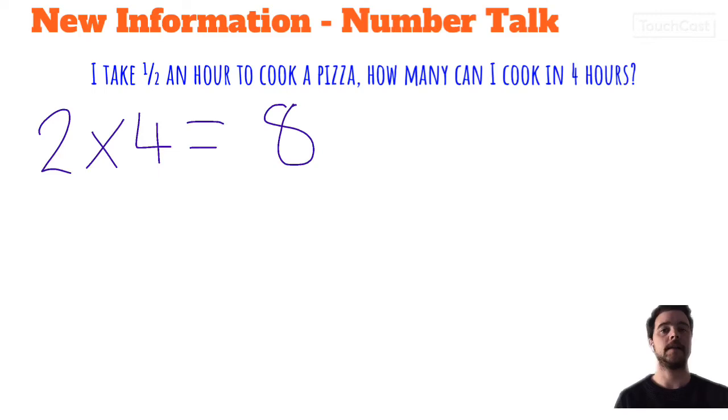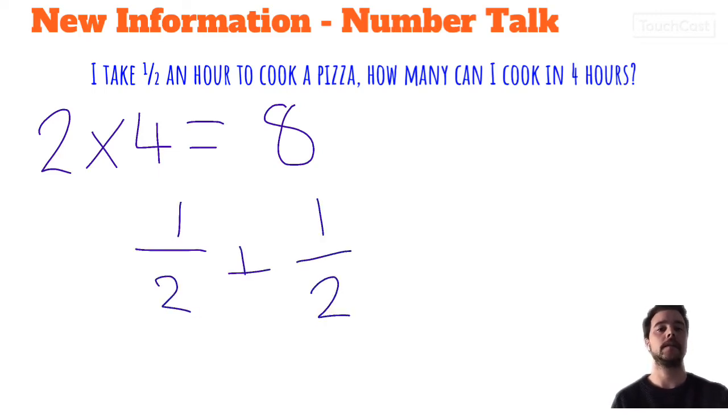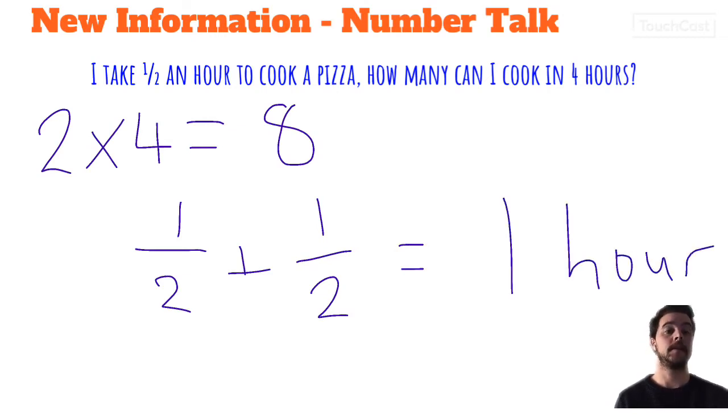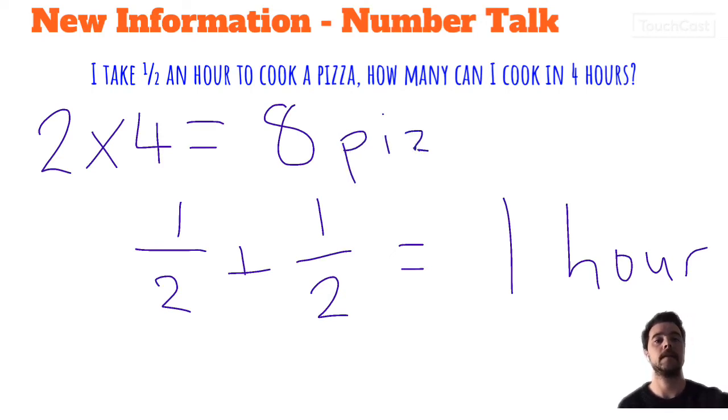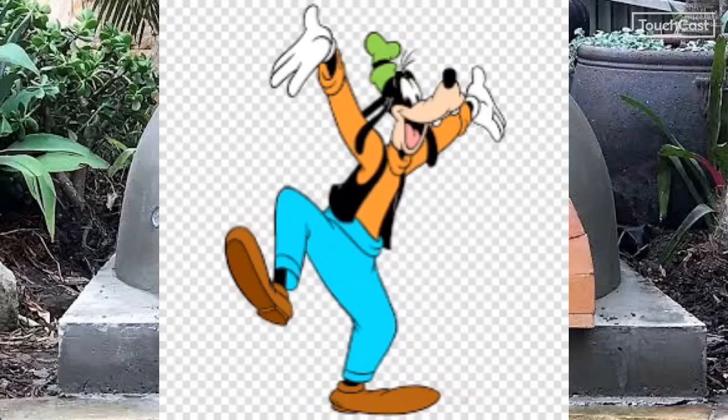That's pretty good. I see what you did first was you added a half and a half. You even multiplied. Equals 1 hour. That's a pretty good strategy. I like that. Simple. Used whole numbers, but there's still some fractions involved. So you're saying you could cook 8 pizzas in that time. Interesting. I like it.